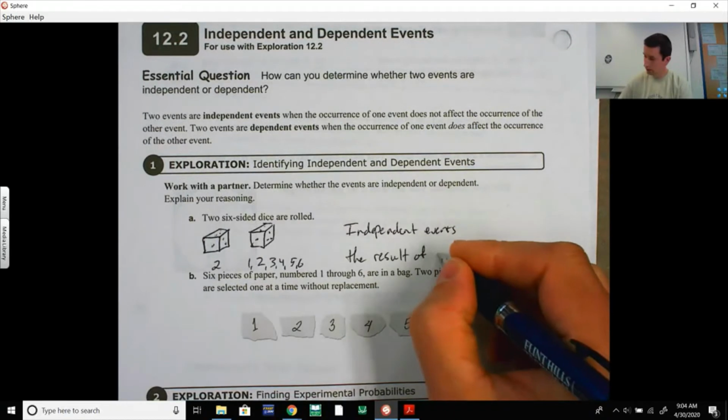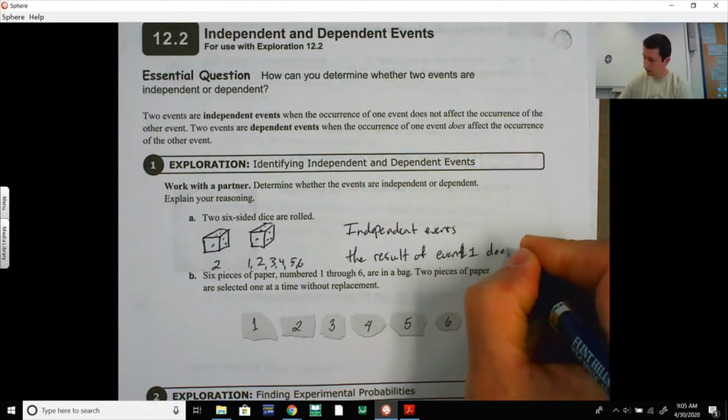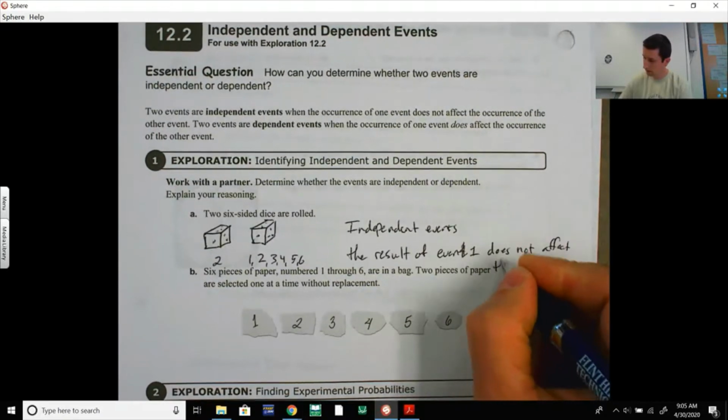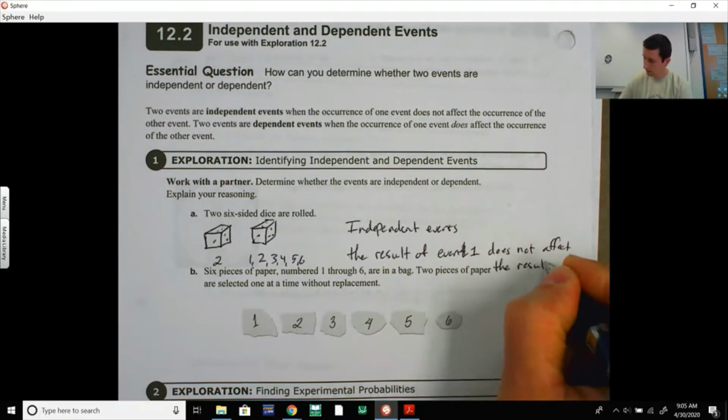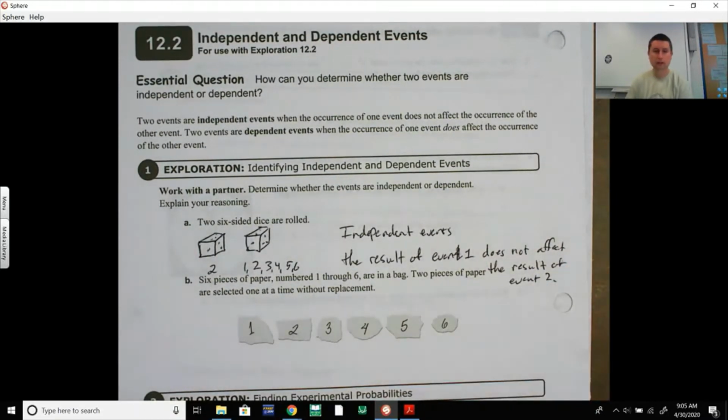The result of event 1 does not affect the result of event 2. So event 1 and event 2 in this case are just the rolling of the dice. Event 1 is rolling die 1, event 2 is rolling die 2.